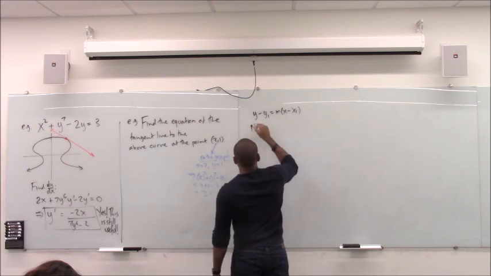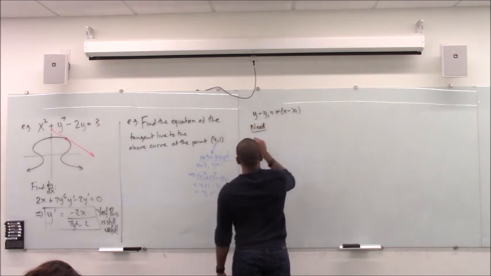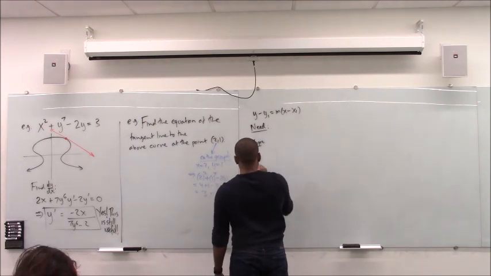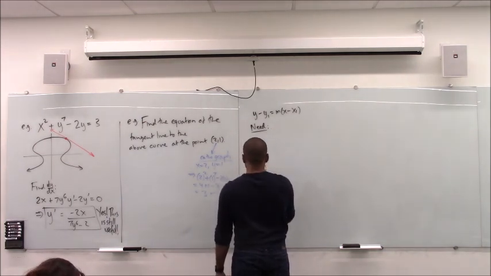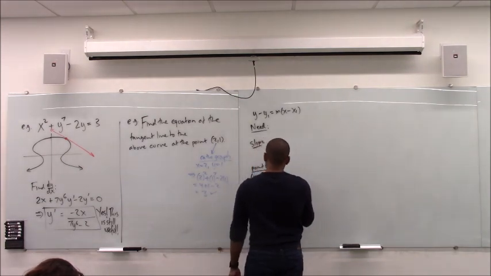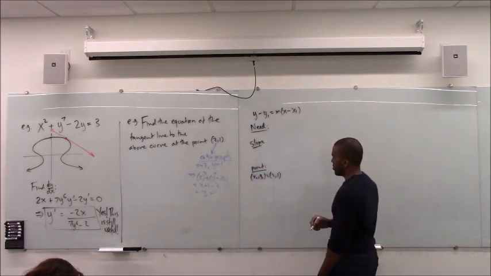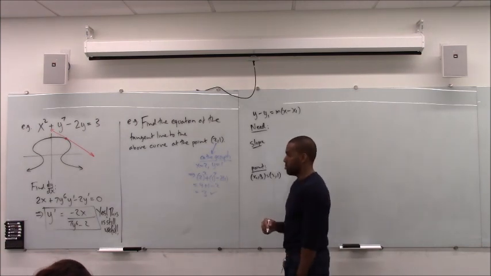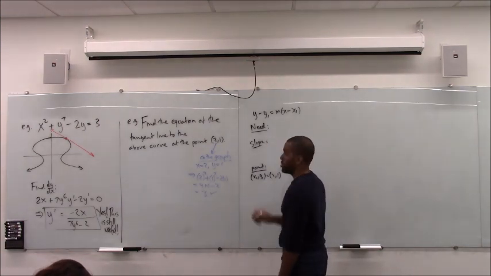So we need the slope and we need a point. Now the point, we already got that point. x1, y1 is just going to be 2, 1. What about the slope though? How do you get to the slope?